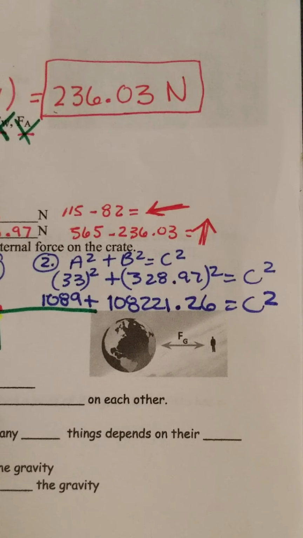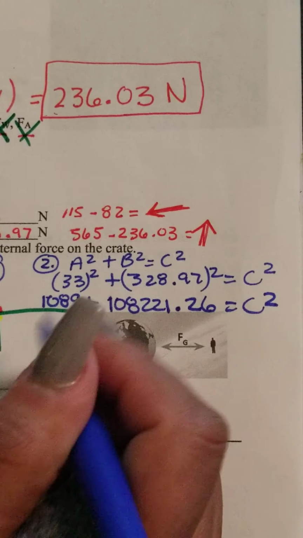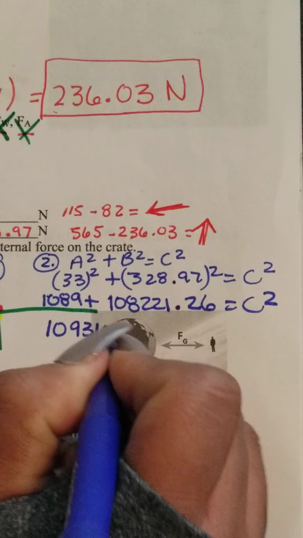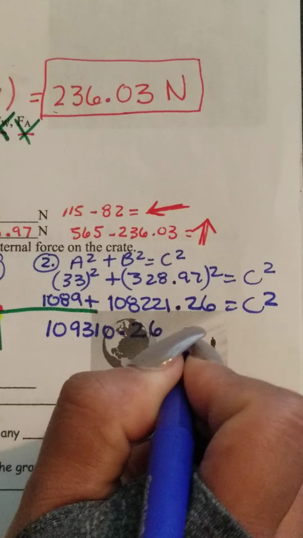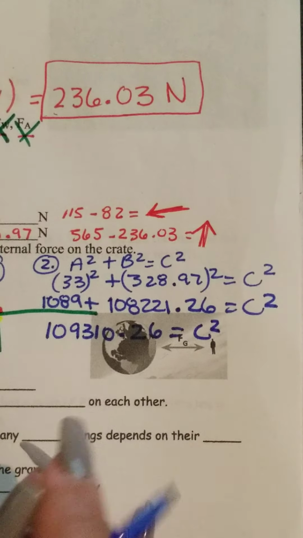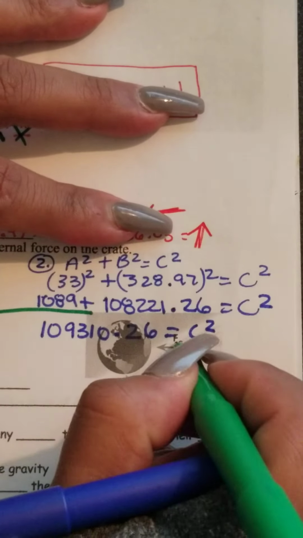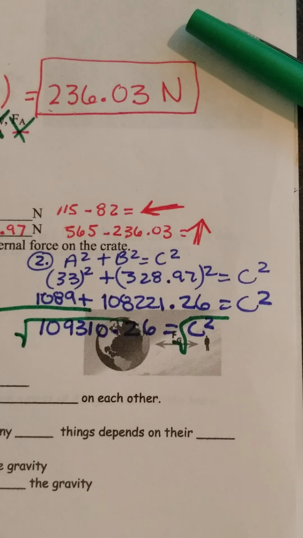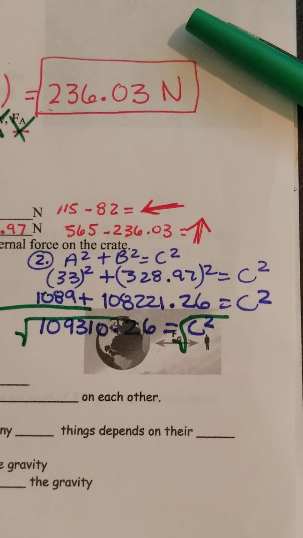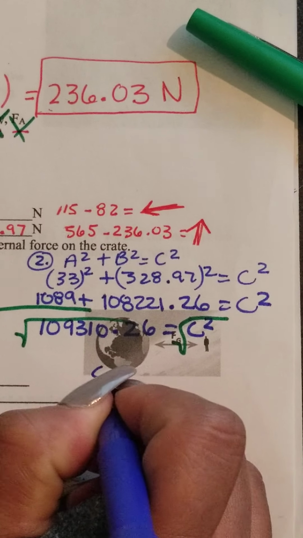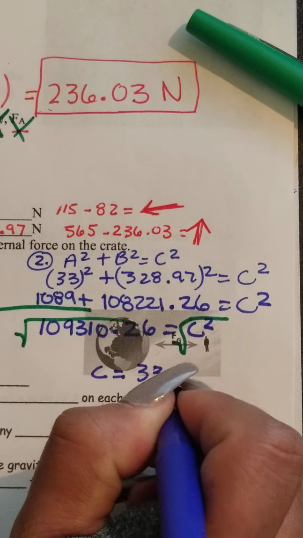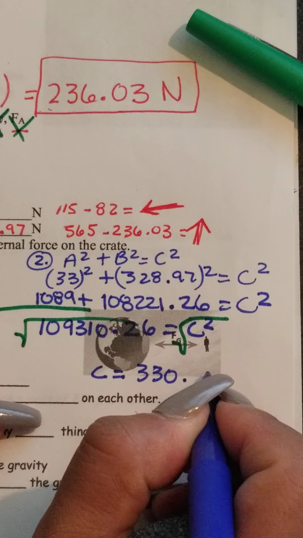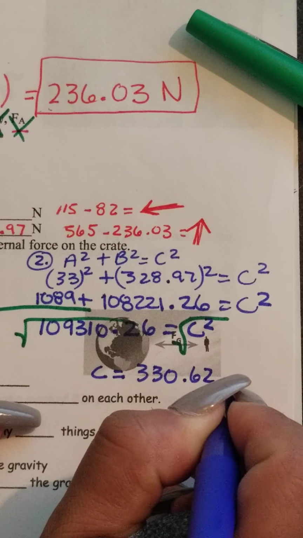Let's add those two numbers together. 1089 equals 109,310.26 equals C squared. And we know that's not our answer. We have to do the opposite, which is square root it. So let's go ahead and square root that. 109,310.26 equals 330.62 newtons.